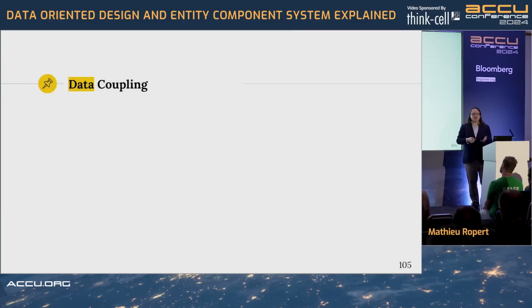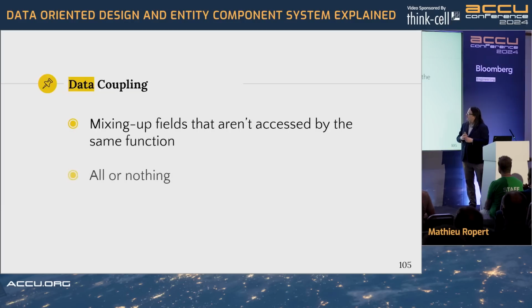And yet, we make structs with lots of fields that technically make sense as the idea of an object, but do not make sense for how we actually access them, because most of the time we don't access all of them, we access a very small subset of them. And it's kind of all or nothing.